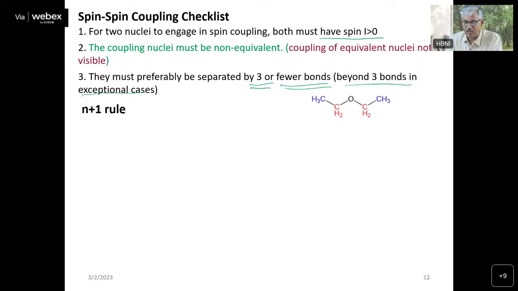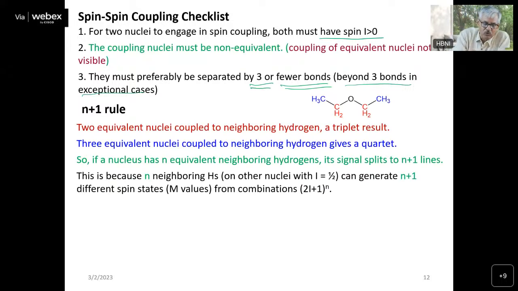Now, there is one rule called the N+1 rule, and it is mostly used in proton NMR spectra. What we have seen is that two equivalent neighboring hydrogens give a triplet. When there are 3 equivalent neighboring hydrogens, they give a quartet. So if a nucleus has n equivalent neighboring hydrogens, you will get N+1 lines. That is where the N+1 rule comes from.